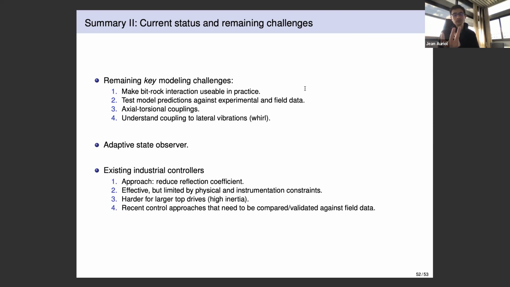For the moment, we have only considered torsional oscillation, but you need to consider coupled axial-torsional coupling, so having bigger PDEs, and also to understand coupling to lateral vibrations. And regarding the control law, we have tried to present different controllers, but this control approach needs to be compared and validated against real data or a real system.